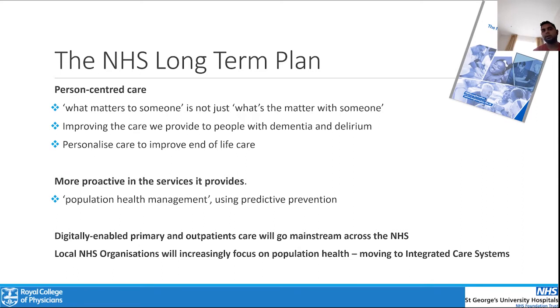Importantly, it also talked about person-centered care and shifting the thinking towards what matters to your patient rather than what's the matter with them. It also made reference to improving care to people with dementia and delirium, personalized care, and improving end-of-life care, but also thinking about population health management and using predictive prevention as an approach and proactivity to trying to prevent our patients with frailty from progressing further up the levels of frailty and thinking about community services.